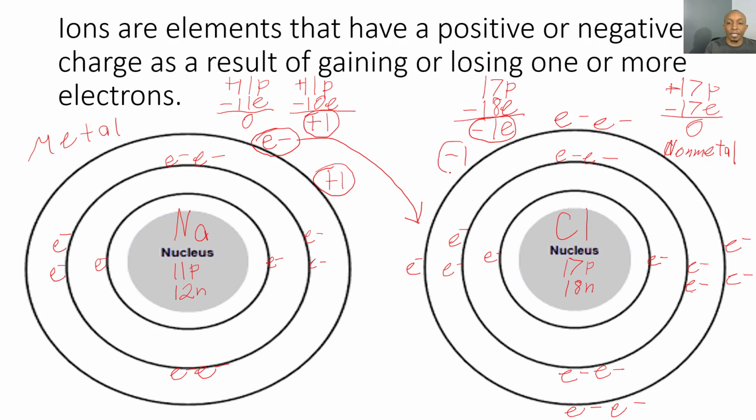So if we take a look at it and look at our definition, ions are elements that have a positive or negative charge as a result of gaining or losing one or more electrons. So let's go ahead and take a look at another example.